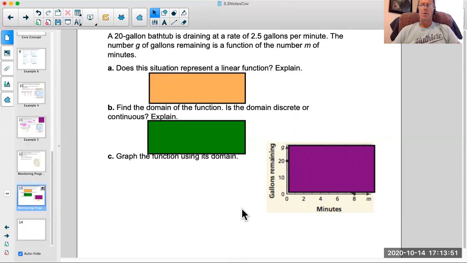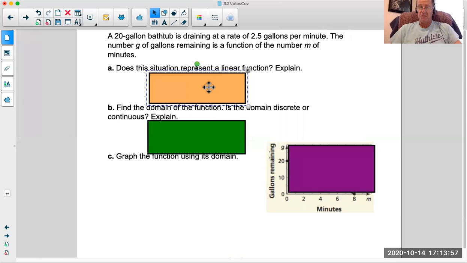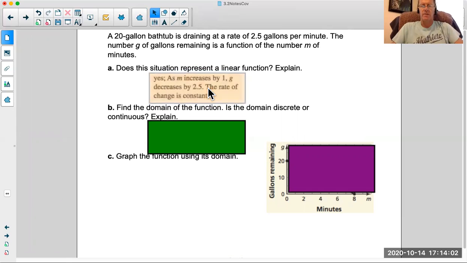Okay, so do you think this situation represents a linear function? Yeah, seems like it would drain out as much as the pipe can take, right? And it says it's 2.5 gallons per minute. It's not saying it's increasing or decreasing. So yeah, it's constant. As every minute goes by, the number of gallons left in the bathtub goes down by 2.5. That's a constant rate of change. Okay, find the domain of the function. Is the domain discrete or continuous?